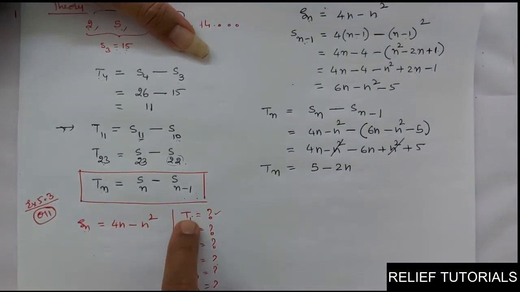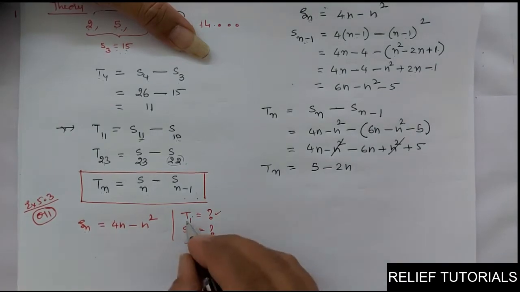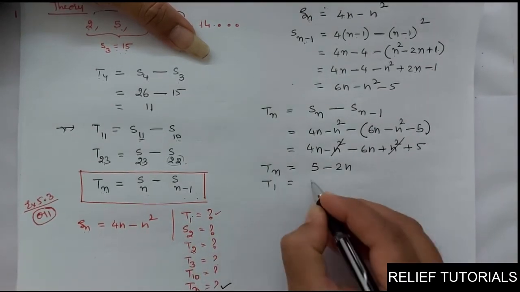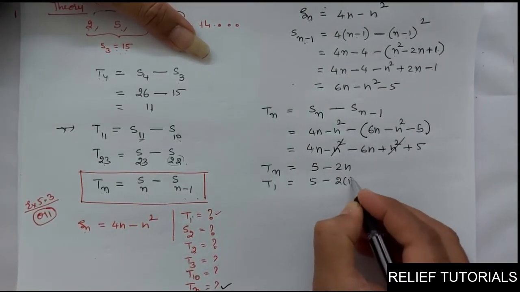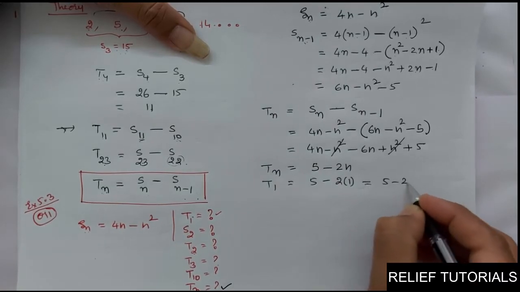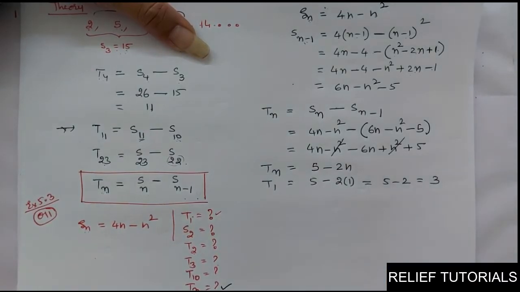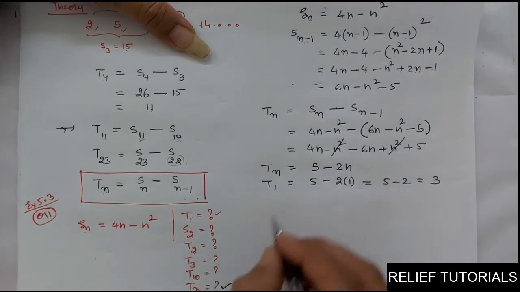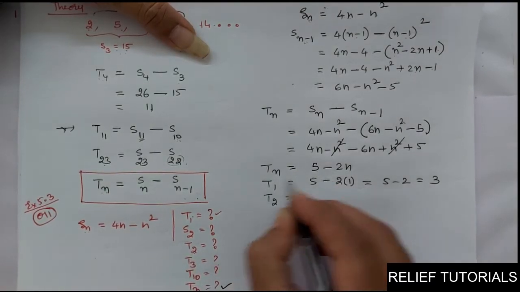Now what you have to find? T1, T2, T3, T10, Tn. So you got Tn. So we have found out Tn. This is Tn. Now you want T1. So T1 is equals to 5 minus 2 into 1. So that is equals to 5 minus 2 is equals to 3. Okay. T2. T2 is equals to, this is Tn.